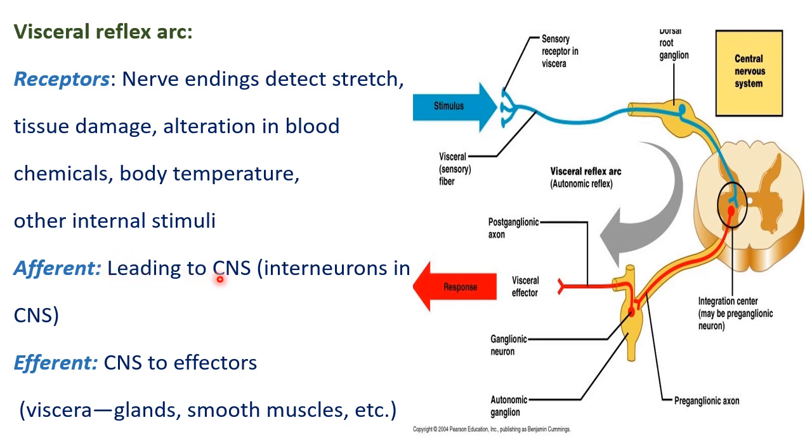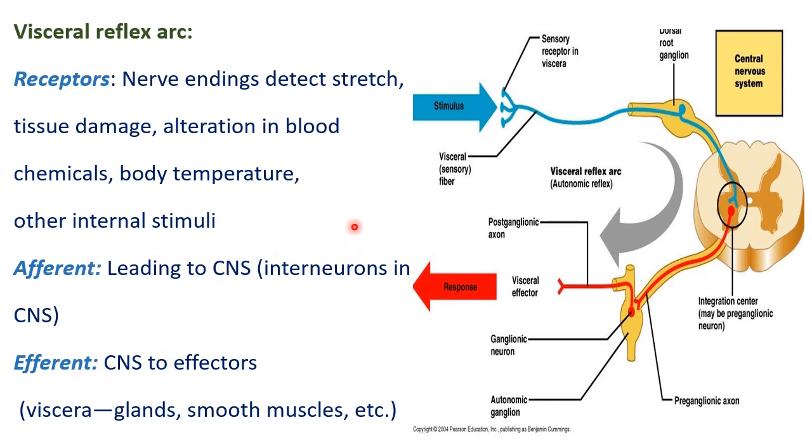In the CNS, the afferents are present in the different thoracic segments, the lumbar segments, and in the medulla, pons, and midbrain, that is the cranial part, and also the interneurons in the CNS. From here, impulses are integrated and then pass from the CNS to the effectors. Effectors can be any visceral organs, like glands, smooth muscles, etc. So the reflex arc is the same: receptors, afferents, a center, efferents, and the effector.